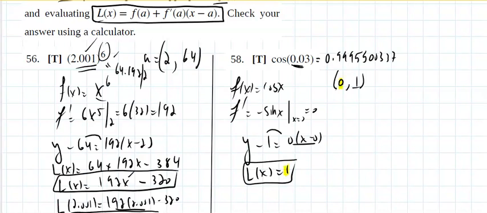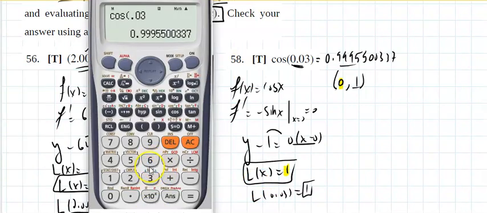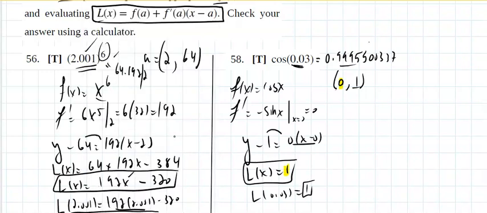Well, what is L of 0.03? It's 1. So you could see we are off by what? What's 1 minus that? So the answer should be 0.999. What's that minus 1? So I am off to 3 decimal places. I'm accurate to 0.00 if you round this, right?